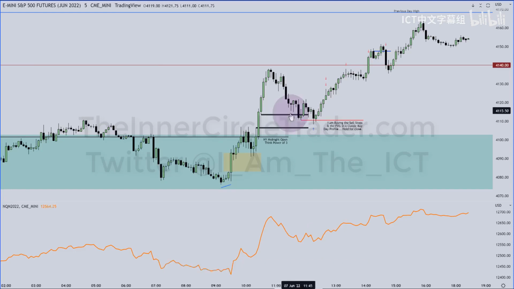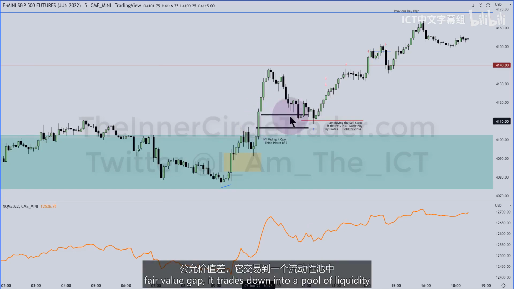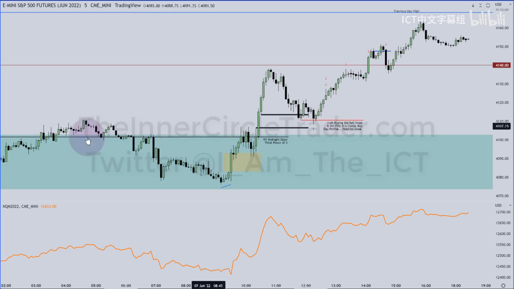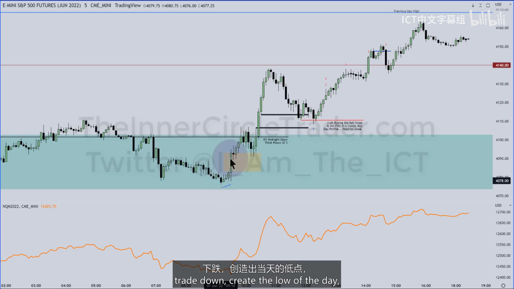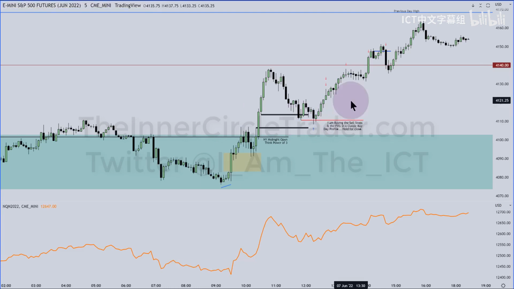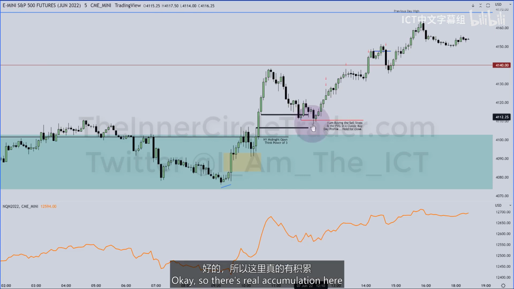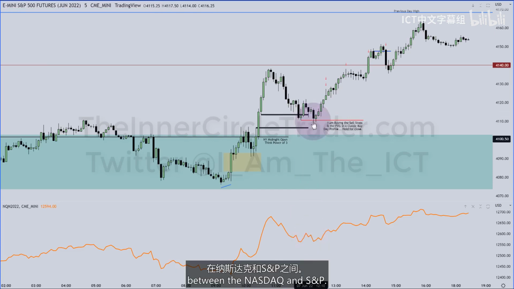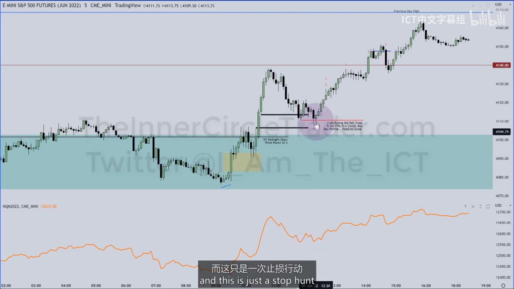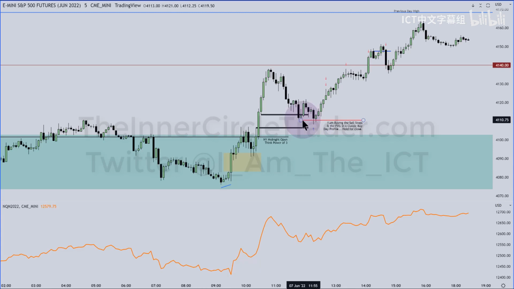So if we know that this area down here is a discount, and we know this is an imbalance, fair value gap, it trades down into a pool of liquidity. Below that low is sell stops, and I want to buy sell stops, like I've mentioned here. I'm buying the sell stops inside the fair value gap during a classic buy day, which is open at midnight, trade down, create the low of the day, rally, and then creates an optimal trade entry or fair value gap, or you're going to buy the short-term low during SMT divergence. Okay, so there's real accumulation here between the NASDAQ and S&P. So this tells me that the NASDAQ is failing to go lower, so it's under accumulation, and this is just a stop hunt below that short-term low.